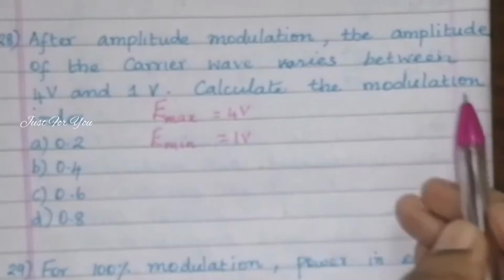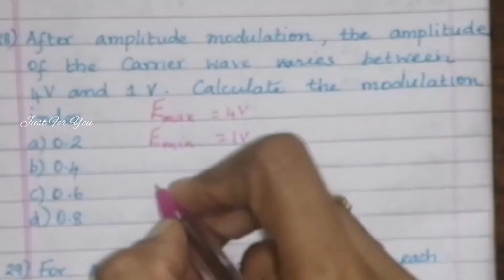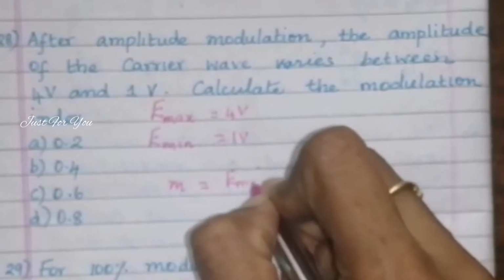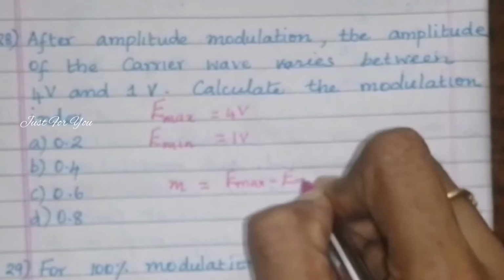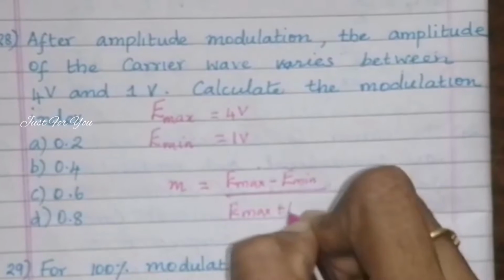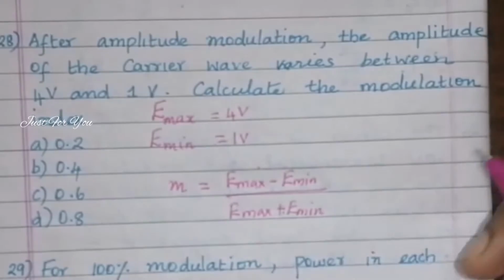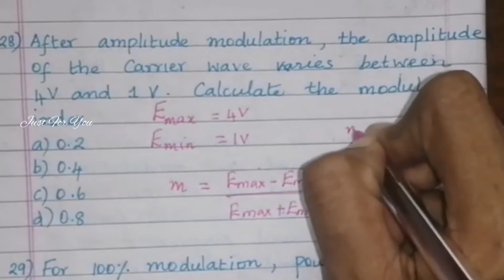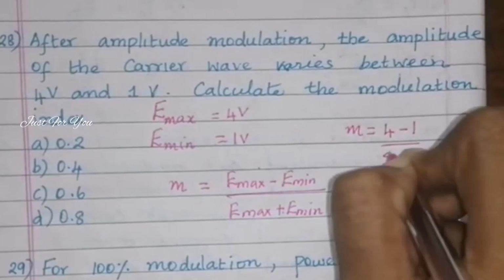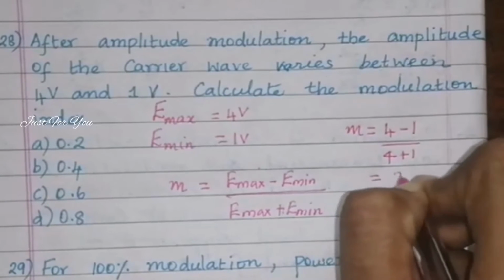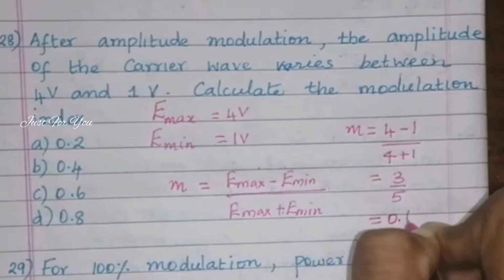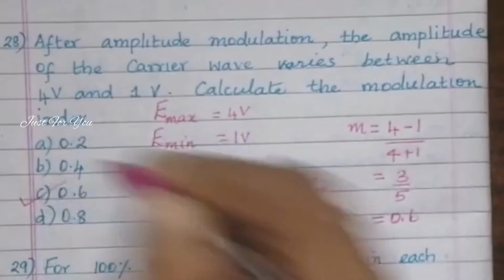From these given voltages, we have to calculate the modulation index. To calculate the modulation index, we use the formula M is equal to Emax minus Emin by Emax plus Emin. Now we substitute the values in this formula. Then we get M is equal to 4 minus 1 by 4 plus 1, which is equal to 3 by 5, which is equal to 0.6. And the correct option is option C, 0.6.